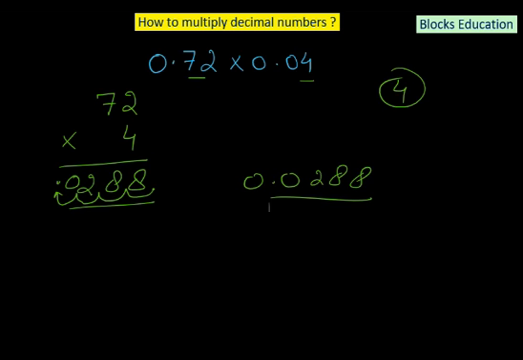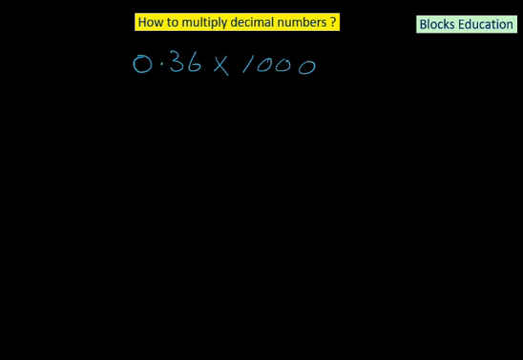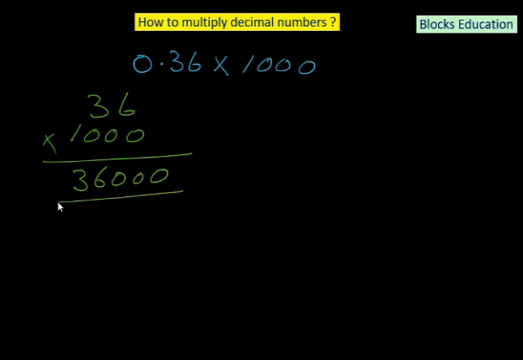I hope you got it. It's quite simple. Here we have another question, 0.36 multiplied by 1000. As per the rule, let's multiply these two numbers without the decimal place. So it means that 36 is going to be multiplied with 1000, and of course you just add 3 zeros to the 36, so it will be 36,000. It's quite simple to understand. So the answer is 36,000.